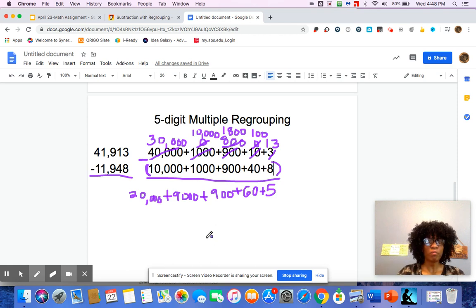One thing I'm going to point out before I move on is that up here, this will still add up to 41,913. If we have our 30,000 plus our 10,000, our 1,800, our 100, and our 13, it still ends up being 41,913. So again, we haven't changed the value. We've just changed the places around so that we can do our subtraction. Now we have 29,965, which I bet if we tried it over here, would be the same thing.